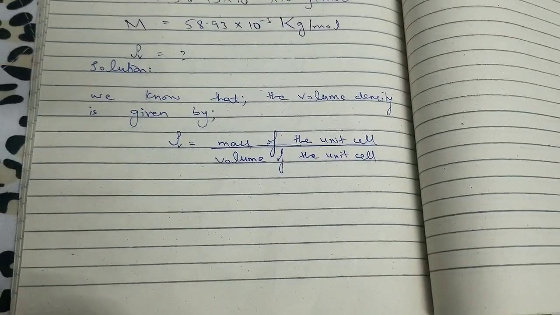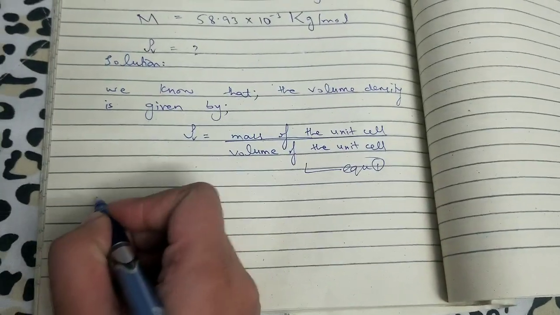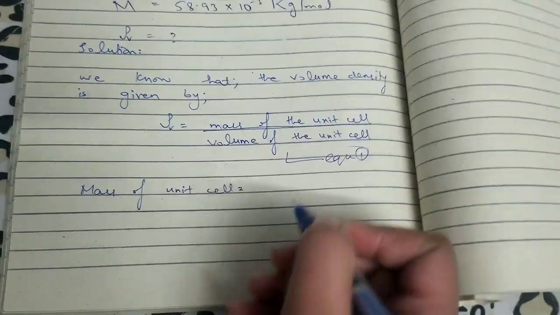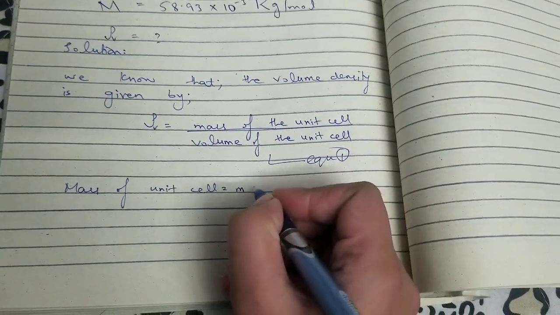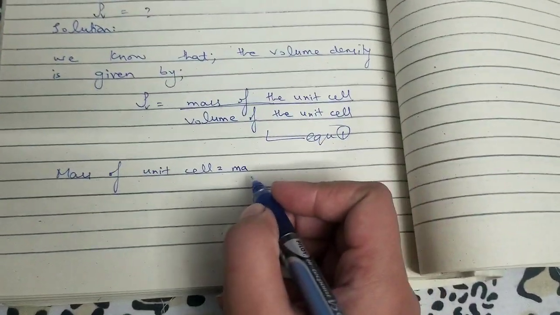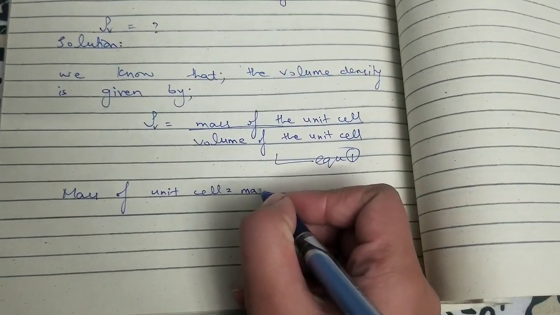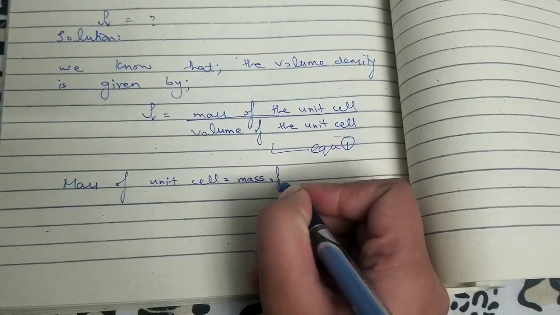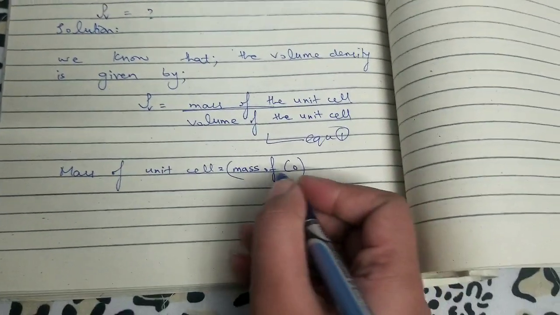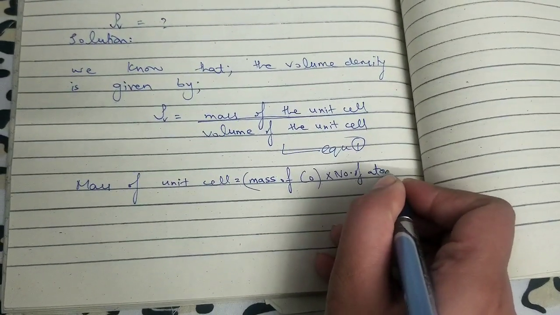Since it is HCP, let us denote this as equation number 1. Now the mass of the unit cell can be written as follows, since all of the atoms in the HCP unit cell are identical cobalt atoms. So we may take the mass of one cobalt atom and multiply it with the number of cobalt atoms per unit cell.